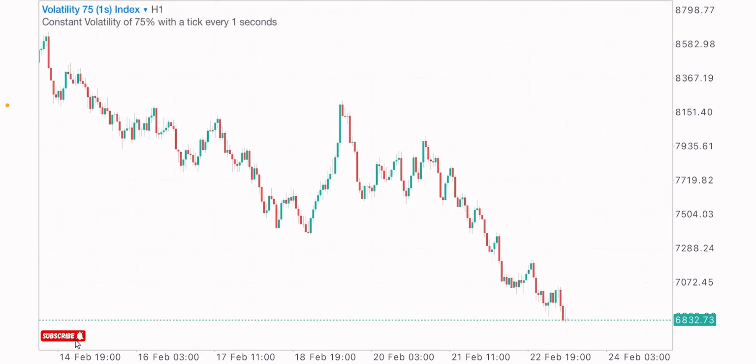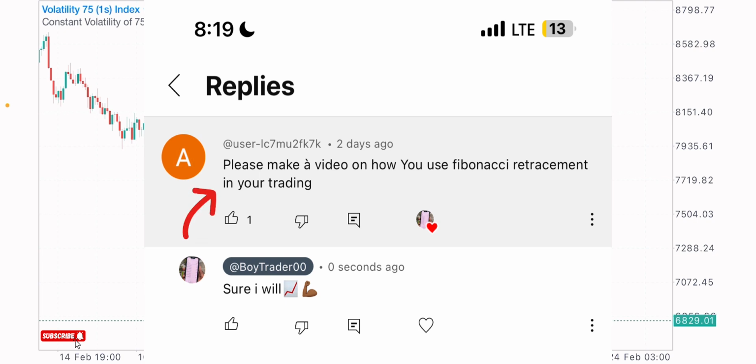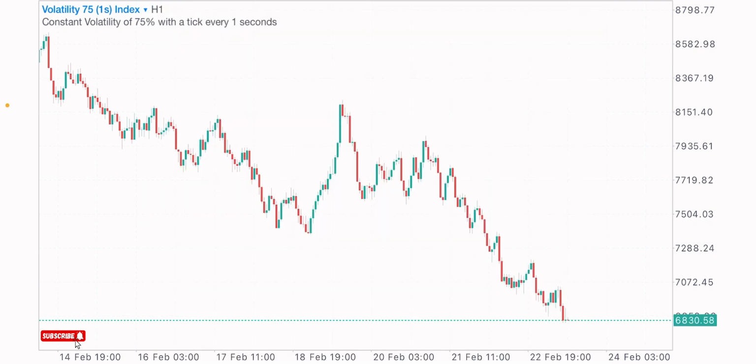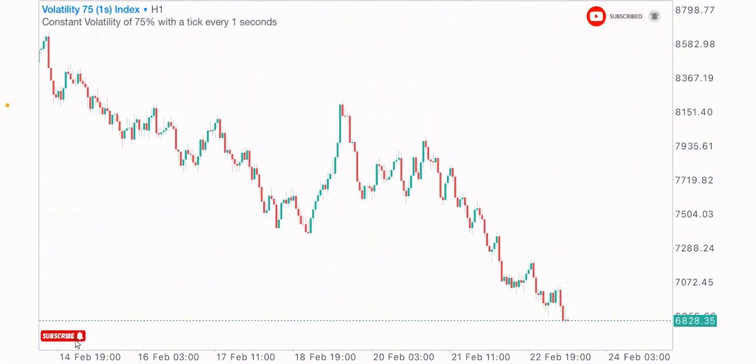I was asked by one of my subscribers to talk about Fibonacci and how to use the Fibonacci retracement tool effectively in predicting the next market direction. Firstly, what's Fibonacci? What's Fibonacci retracement? The Fibonacci retracement tool is a technical analysis tool used to predict the next possible levels of support and resistance, and this Fibonacci tool works best in a trending market.